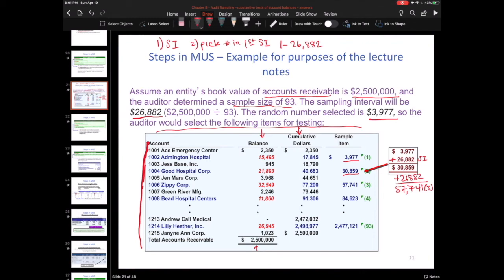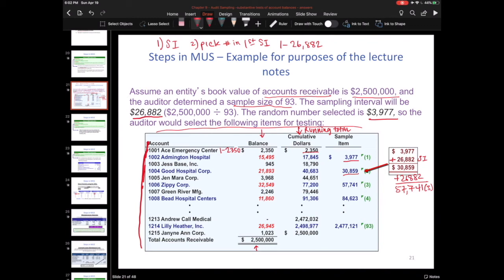Okay, so the cumulative dollars column is basically like a running total of the dollars in AR as you go through these accounts. So ACE Emergency Center, because their balance is $23.50, if you're looking at the running total of dollars in AR, their balance covers dollars 1 through $23.50, right? So cumulative dollars at this point is only $23.50.